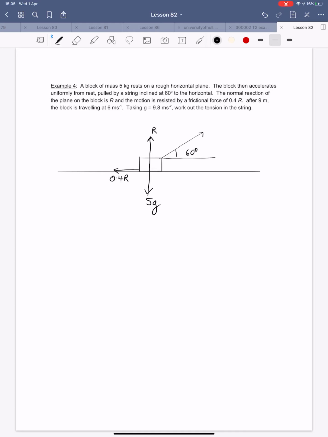After 9 metres, so when S is 9, the velocity is 6 metres per second. And it's resting at the start, so U, the initial velocity, is 0 metres per second. G is 9.8. Let's work out the tension in the string.